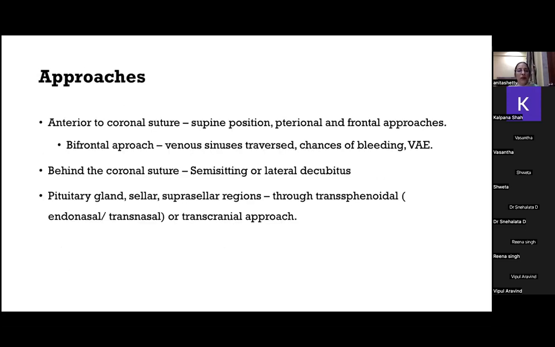The various approaches for supratentorial surgeries are, if the surgery is anterior to the coronal suture, then it can be in supine position, where the pterional or the frontal approaches are used. In bifrontal approach, you must remember that the venous sinuses can be traversed. There are chances of bleeding and venous air embolism. In case of behind the coronal suture, it can be semi-sitting or lateral decubitus position. For pituitary gland, sellar or suprasellar region, it can be through the transsphenoidal or the transcranial approach.